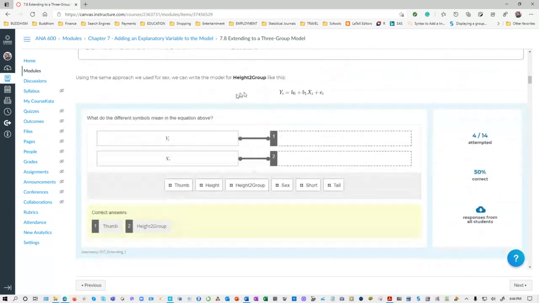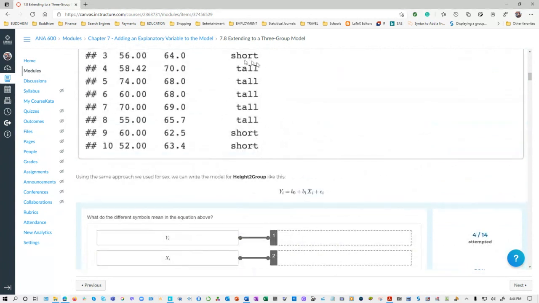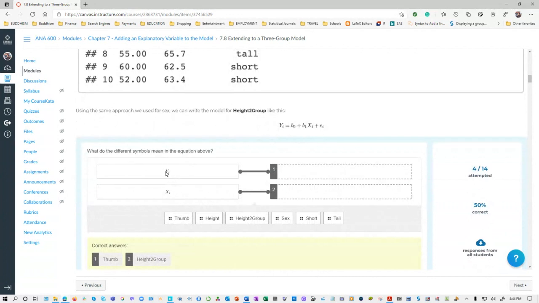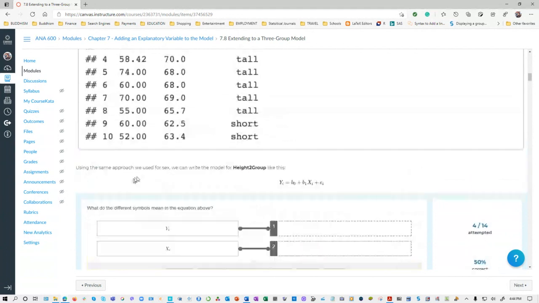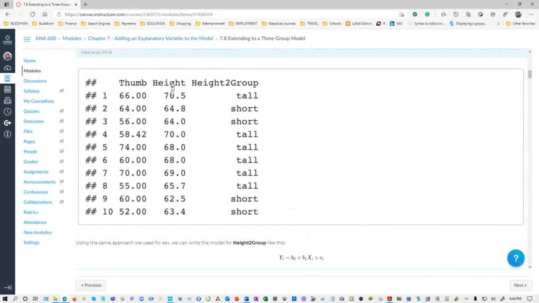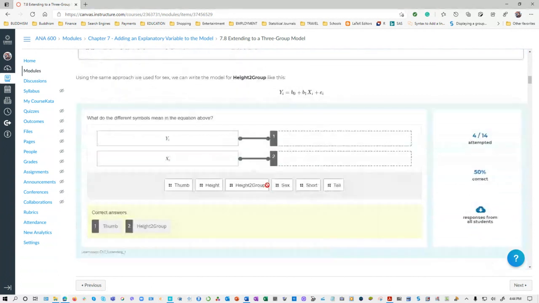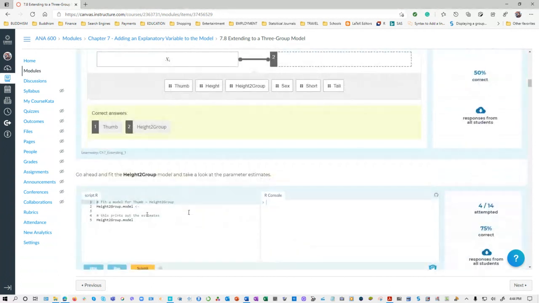See, same as that. Now instead of this one, a categorical variable, B0. Now look at the B0, B1, X1. This is the height to group. So Y is for thumb, X would be height to group. I'm playing with this one, not with this one. This is my Y, this is my X. Go ahead and fit the height to group model and take a look at the parameter estimate.